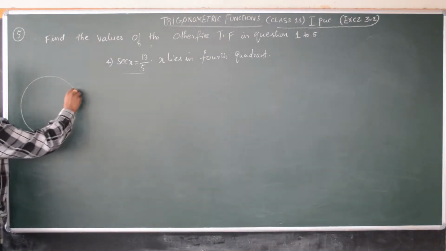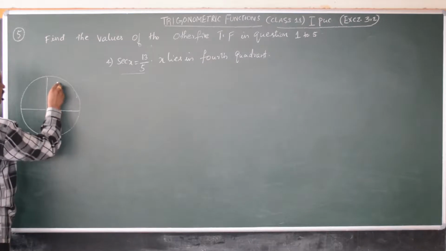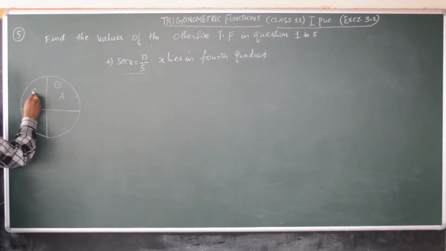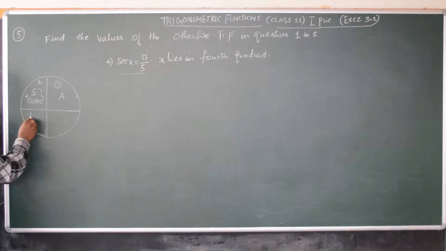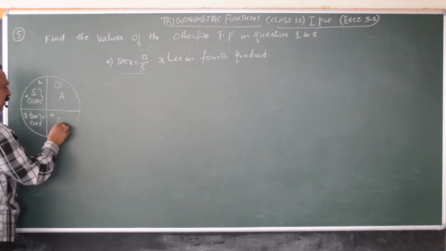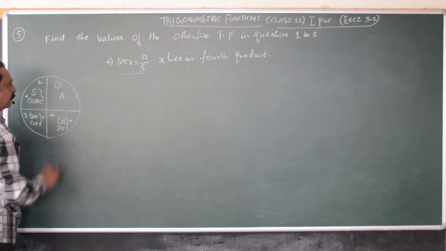As you all know the ASTC rule, in the first quadrant, all trigonometric functions are positive. In the second quadrant, sine and its reciprocal cosecant are the only two functions that are positive. In the third quadrant, tan x and cot x, its reciprocal, are positive. In the fourth quadrant, cosine and its reciprocal, these are the only two positive functions.